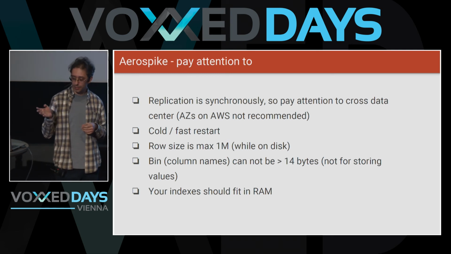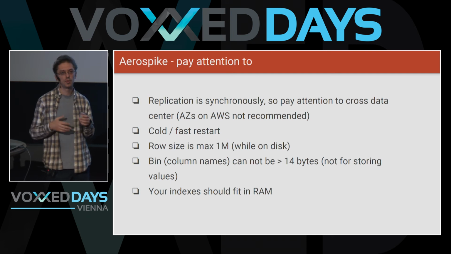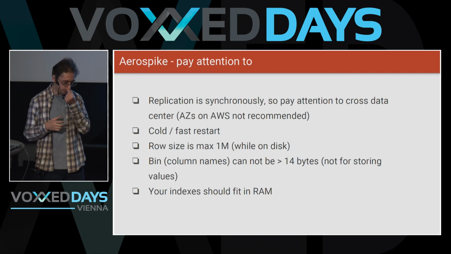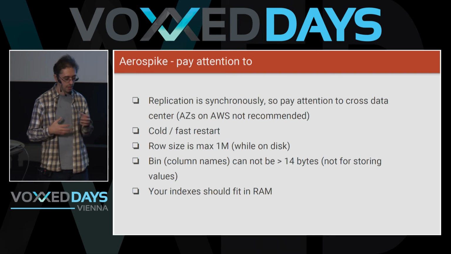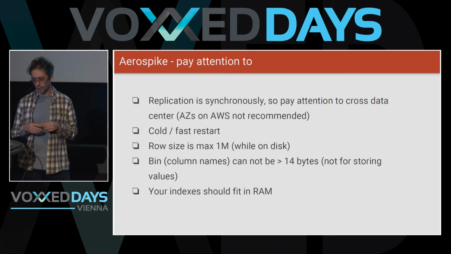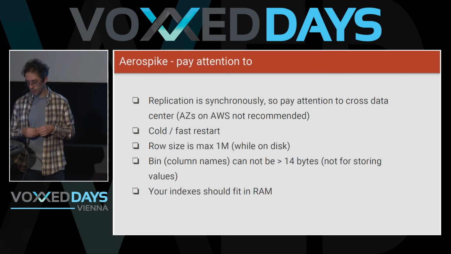There is a limit also here. The row size cannot be, so the sum of all the bins cannot be more than 1 megabyte, but this is mainly only when you're using SSD. This is mainly because of how they are querying the data to make it faster, and because they're using their own system on the disk. So you need to pay attention.